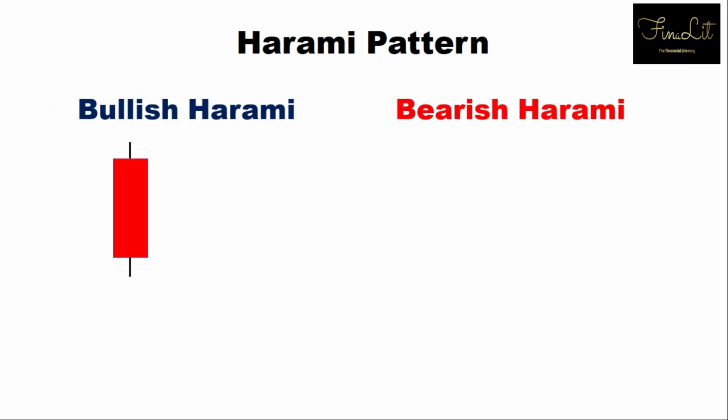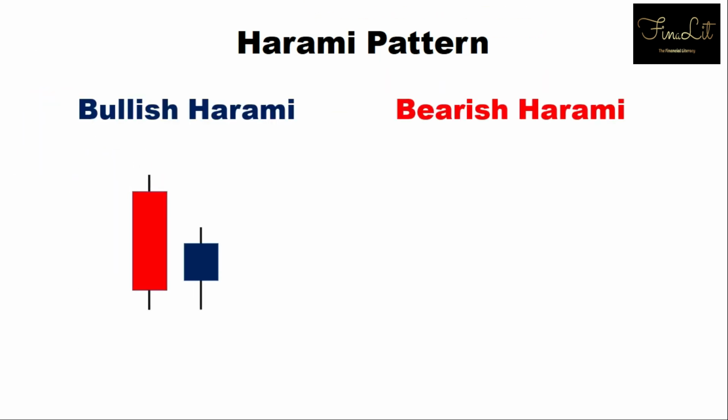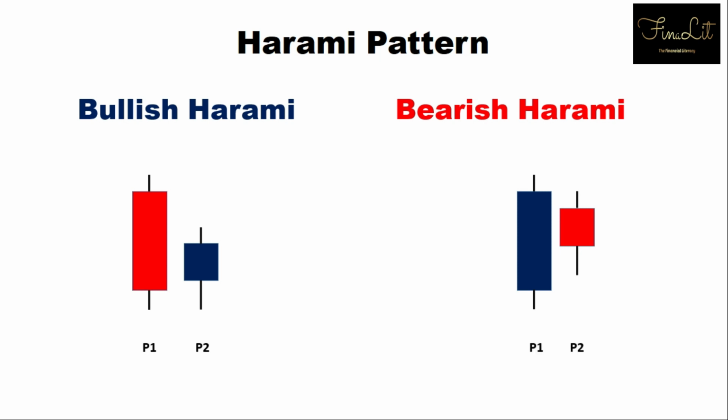Harami is a two-candle pattern. The first candle is usually long and the second candle has a small body. The second candle is generally opposite in color to the first candle. On the appearance of the Harami pattern, a trend reversal is possible. There are two types of Harami patterns, the Bullish Harami and the Bearish Harami.